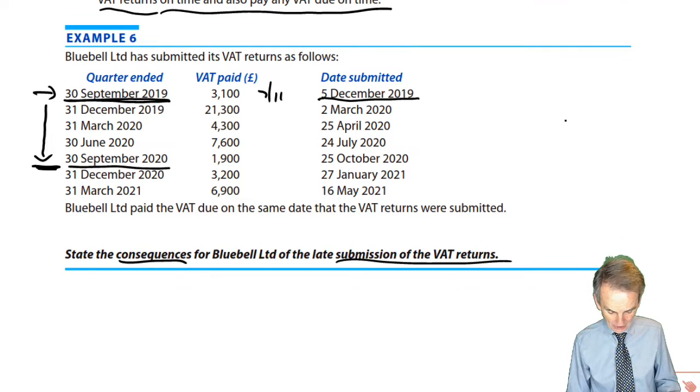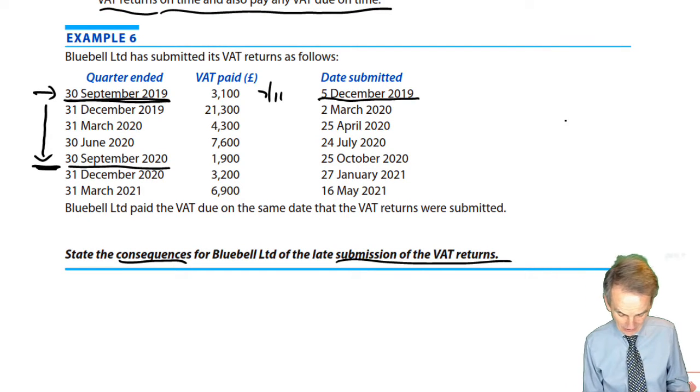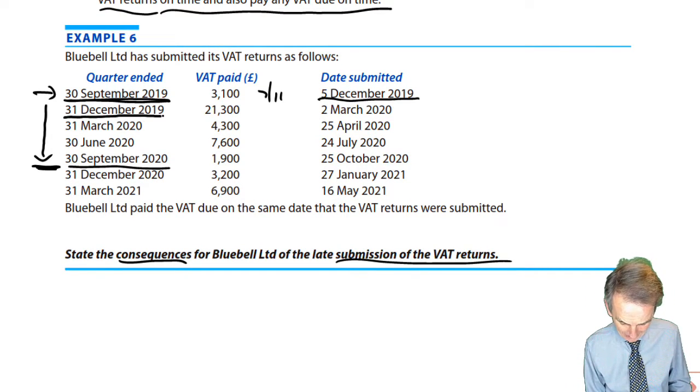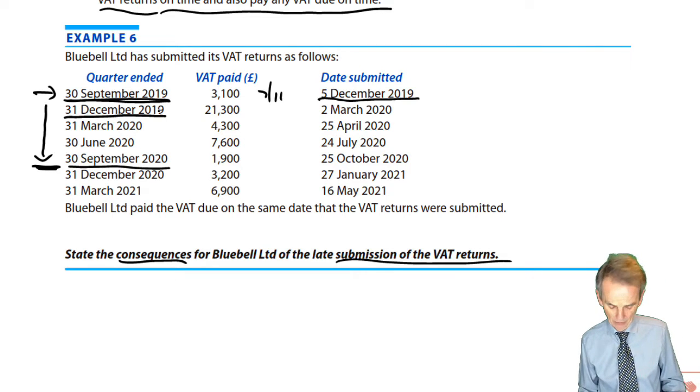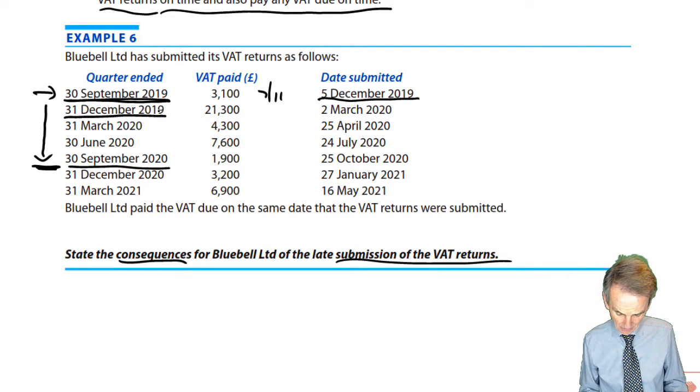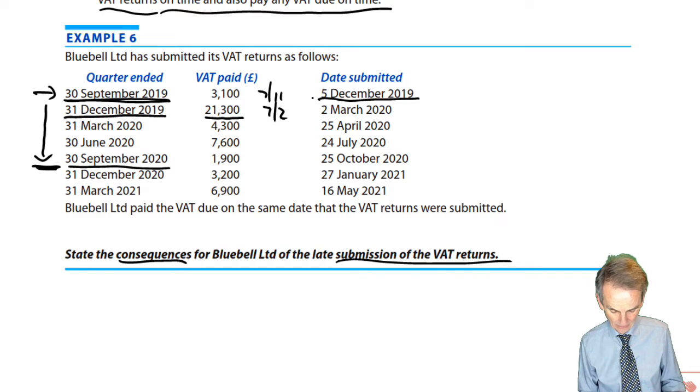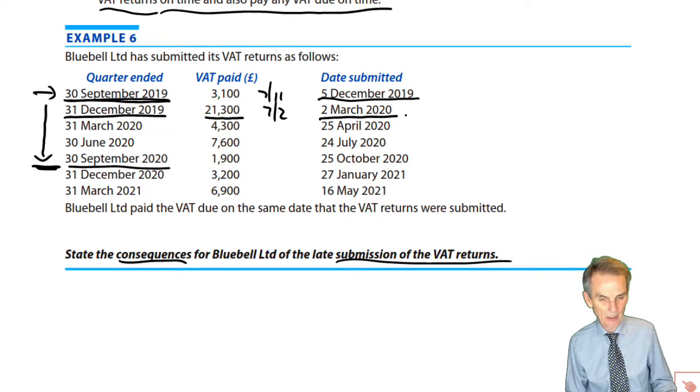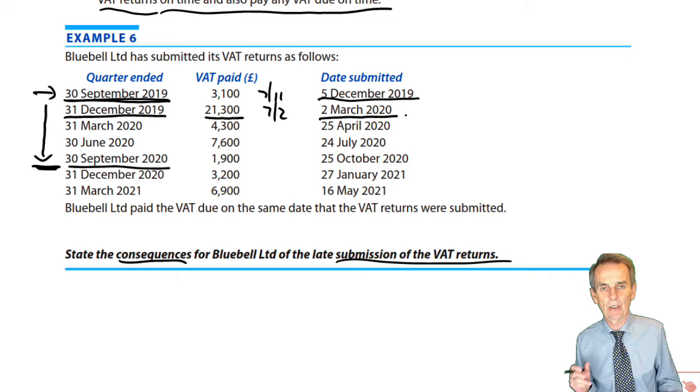Right, so what happens? 31st of December 19, the next quarter, the first within the 12-month surcharge period, we're talking about VAT paid of £21,300. Now that's 31st of December, 1 month and 7 days after the end of that. That would have been the 7th of February of 2020. But the payment wasn't made until the 2nd of March 2020. So we have our first default.